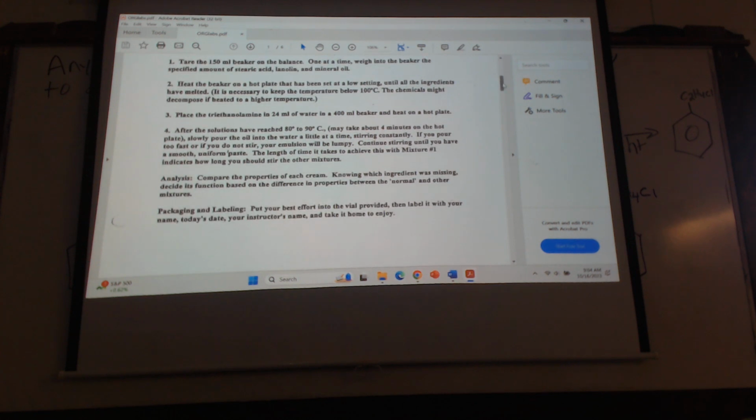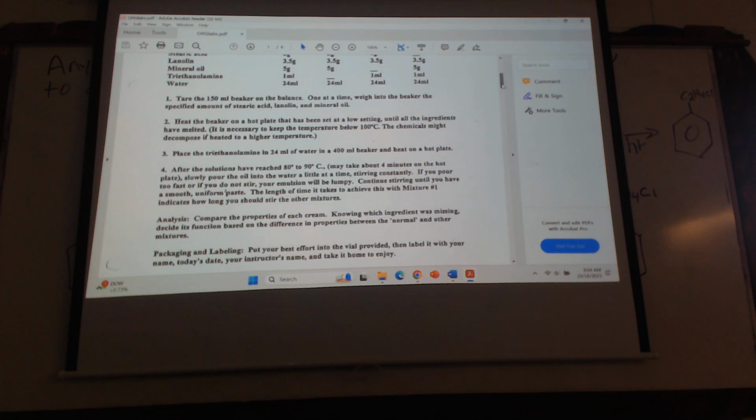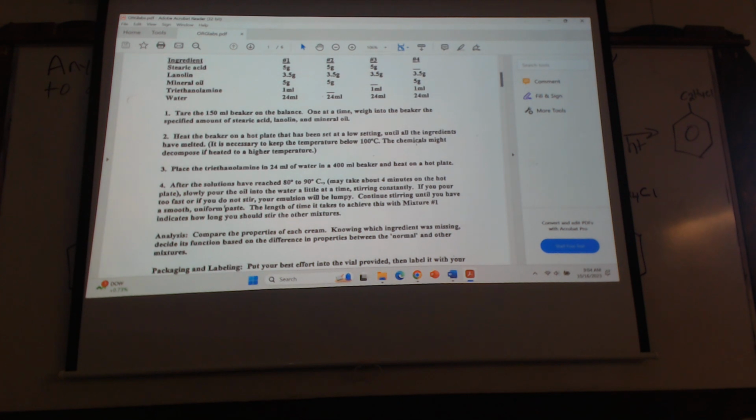procedure 1, or group number 1. Okay? And then, of course, we're not comparing the properties. And then what you can do is if you decide to keep it, put your name on it, and then we're not worried about the date. Packaging and labeling, put your best effort into the vial provided, label it with your name, today's date, your instructor's name, and take it home to enjoy. So we're not doing any of that. You can just put your name on it and keep it. And if you don't think it's worth keeping, that's fine too. Just go ahead and discard that.